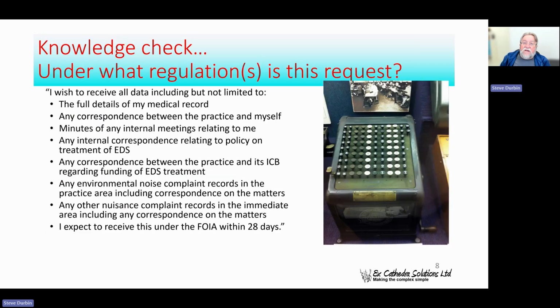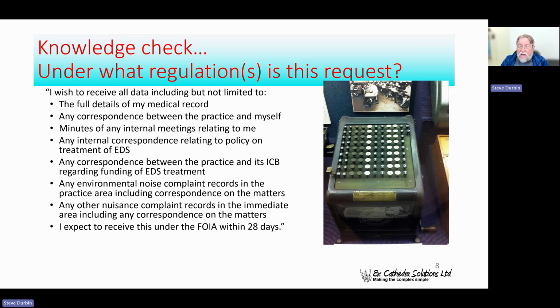Okay, so someone's sent us this request. I would point out all examples I use in all of my presentations are real world. I do not make stuff up. I don't need to. There's plenty out there. So someone has stated, I wish to receive all my data, including but not limited to the full detail of my medical record, any correspondence between the practice and myself, minutes of any internal meetings related to me, any internal correspondence related to policy on the treatment of Ehlers-Danlos syndrome, any correspondence back to ITB regarding funding of EDS treatment, any environmental noise complaint records of the practice area, including correspondence on the matters. Why? Who knows? But there you are. Any other nuisance complaint records, and I want to receive it under FOI within 28 days.